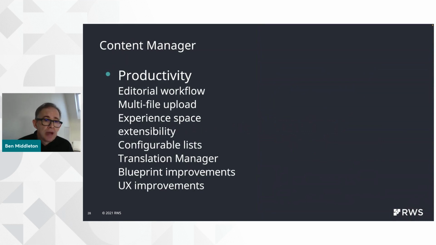So firstly, on Content Manager, on the productivity side, we want to improve our editorial workflow, provide multi-file upload support. There's a lot of Experience Space features that we want to include for the extensibility, so customers can start making use of user extensions within Experience Space. We want to have support for configurable lists and add full translation manager support. And we also have plans for improvements around the whole blueprinting experience and getting general customer feedback around our user experience in general.